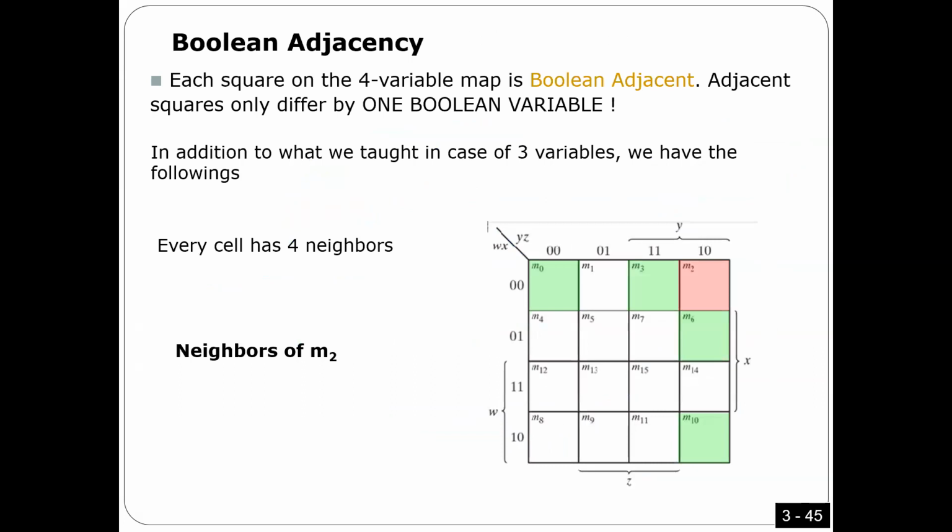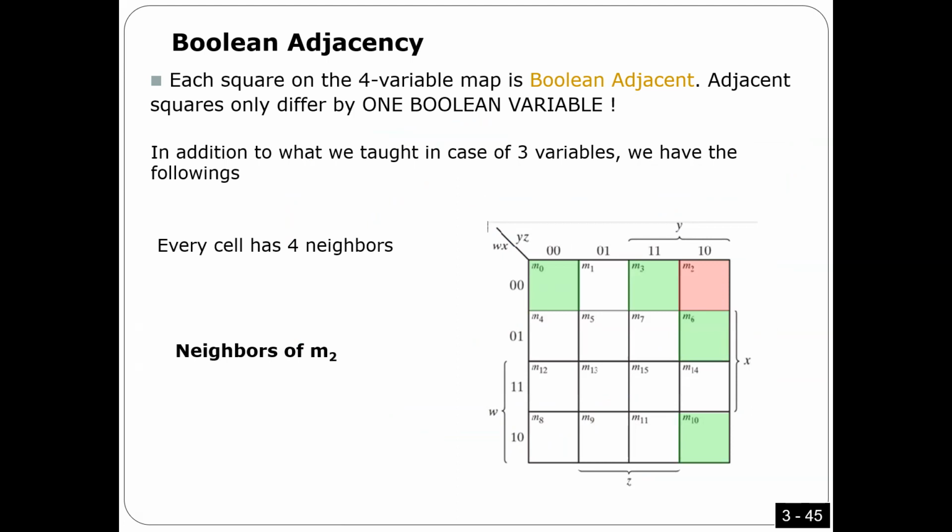Okay. Now let's talk about neighbors, adjacent. In case of 3 variables, every square has 3 neighbors. In case of 4 variables, every square has 4 neighbors. In case of 2 variables, every square has two neighbors. So now let's look at, for each one, where are the 4 neighbors?